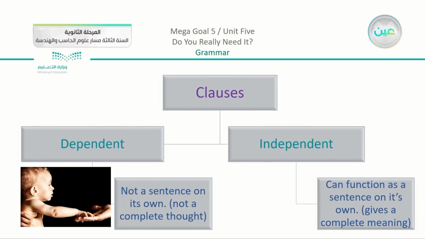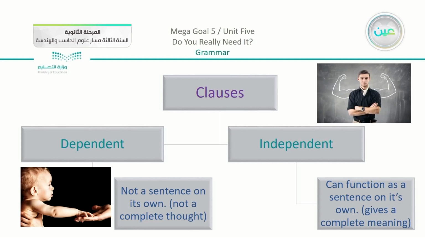So this baby has to depend on someone else, which means that he or she is not complete. They do not act alone. But the independent clause, we can just compare it to a young man. This young man can depend on himself or herself. They can act separately, they can do things by themselves. So they give separate or complete ideas, we can say. So we have here the independent clause, which can function as a sentence on its own and gives a complete meaning.